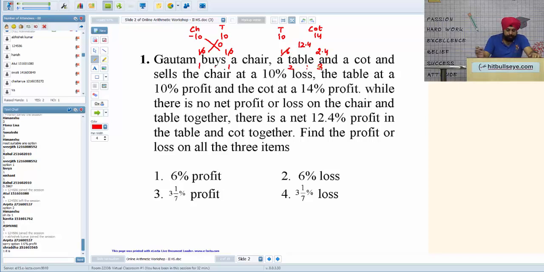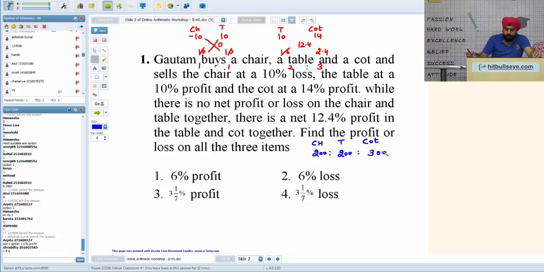Now I guess students, with this you can answer the question in a pretty fast manner. Chair and table costs are equal, 1:1. Table and cot costs are 2:3. So if I say the chair costs rupees 2, table costs rupees 2, so cot will cost rupees 3. Or you can take it 200, 200 and 300.